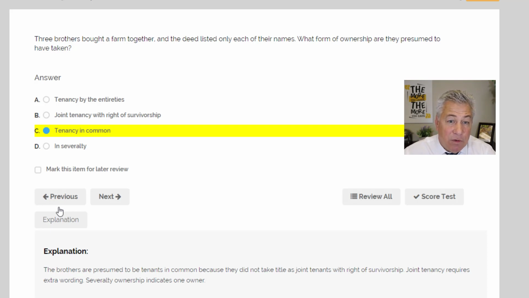Yeah, so this was three brothers, and the deed listed only their names. If it was joint tenancy, that would require extra language. That wording, with rights of survivorship, normally would be written into the deed, but the deed only listed their names. Tenancy by the entirety is for husband and wife, and in severalty is ownership by one person. That leaves us C, tenancy in common.